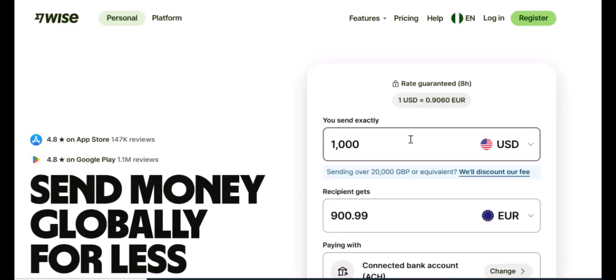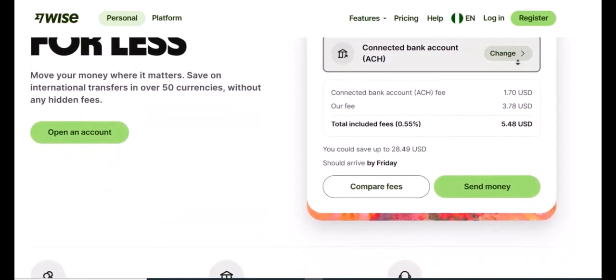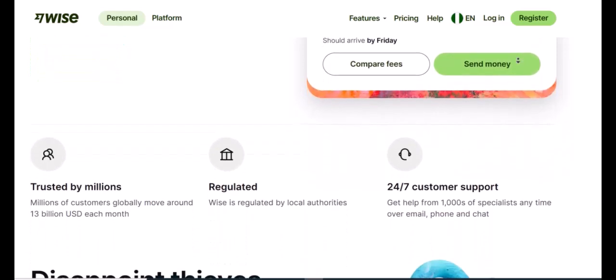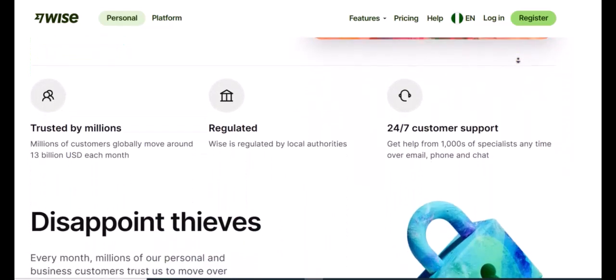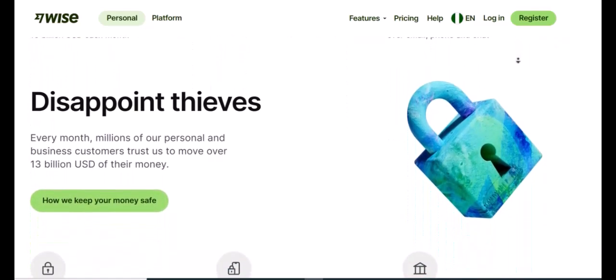Wise, formerly TransferWise, has revolutionized how people send and receive money across borders, offering a refreshing alternative to traditional banking. While its multi-currency account simplifies holding different currencies, a common question arises: how do I get my money out of Wise and into my pocket?